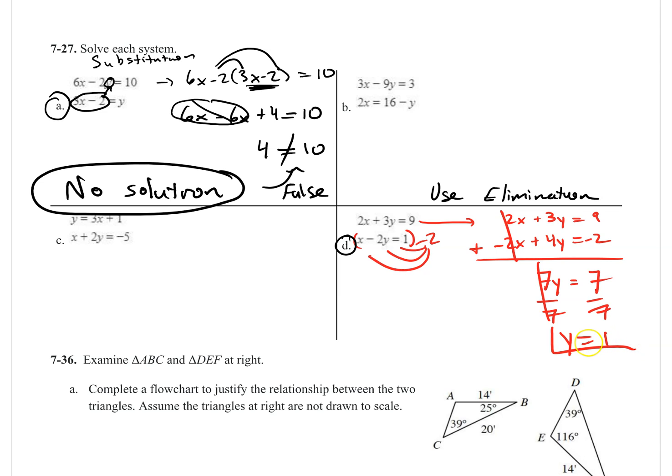Then, taking y equals 1, plug it back into either original equation, such as 2x plus 3 times y equals 9. So if y is 1, that's 3 times 1. So that's 2x plus 3 equals 9. Take away 3 on both sides, you get 2x equals 6.